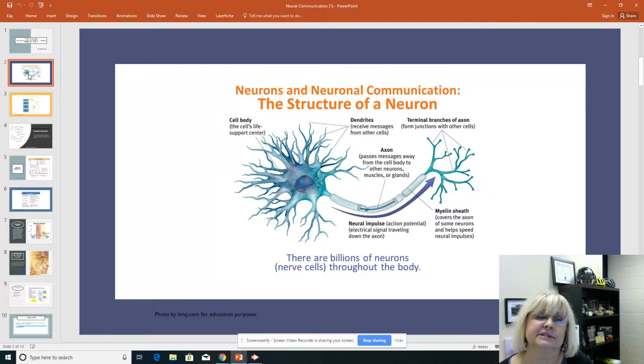So let's take a look at our slide, which is the structure of a neuron. On the left, you have the cell body, which is the life support system. It is surrounded by the dendrites that receive the messages from the other cells. The signal or the nerve impulse then goes down the axon to the terminal branches that you'll see on the right-hand side. If they have a myelin sheath on them, that helps to speed up the nerve impulses.